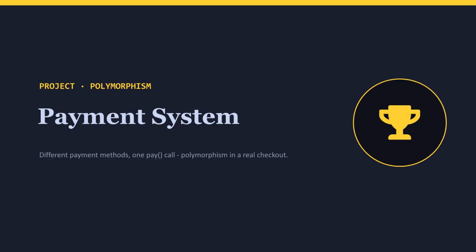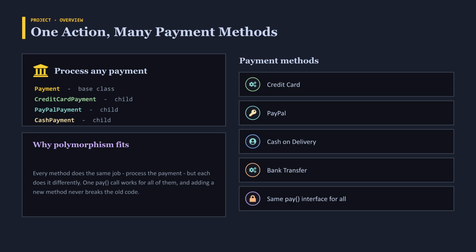Let us put polymorphism to work in a realistic scenario, a payment system. Modern checkouts accept credit cards, PayPal, cash, and more, yet the checkout code should just say pay, and let each method handle itself. That is polymorphism, solving a genuine engineering problem, and it is the kind of design you will meet in real e-commerce systems. Here is the design. A payment base class defines the shared interface, and credit card payment, PayPal payment, and cash payment are children that each implement pay their own way.